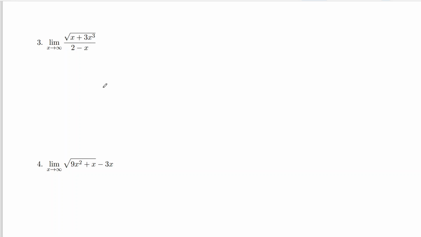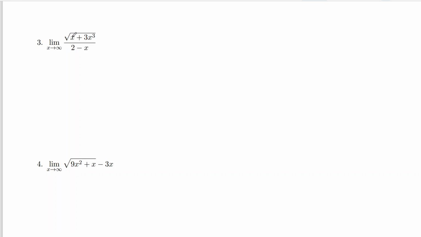The number 3 here, we want to do the limit as x goes to infinity of the square root of x plus 3x cubed over 2 minus x. Now, anytime you have a square root when you're talking about a limit, you have to make sure the value you're going to, or at least if it's infinity, really big values are in your domain.